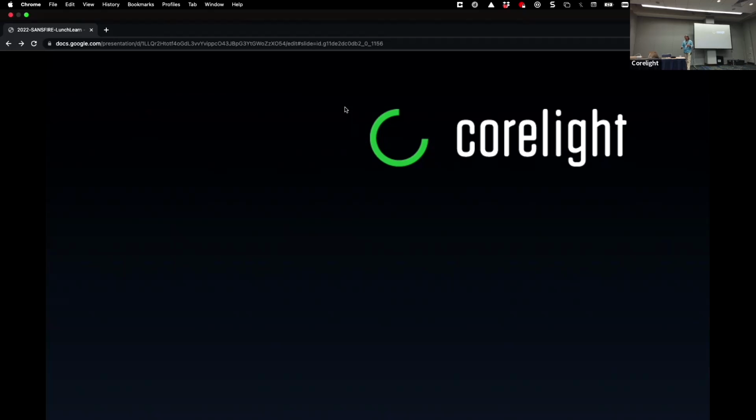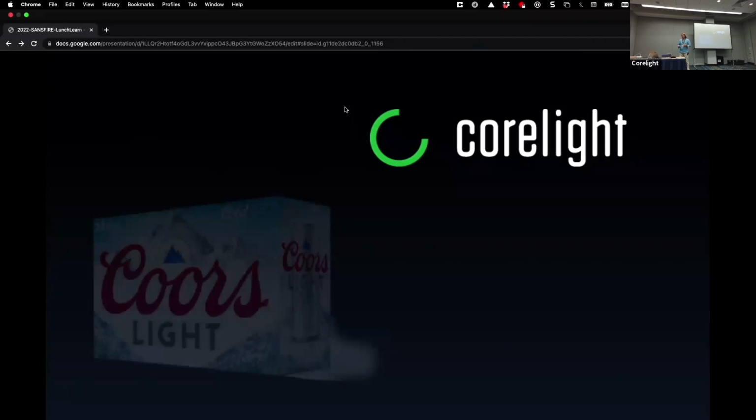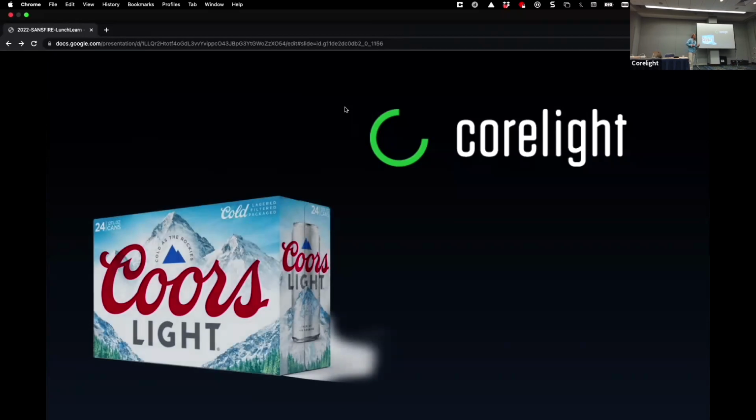I will tell you what Corelight is and what it isn't. It is not an adult beverage. I've possibly been signed in once or twice when I go somewhere, thinking I'm with Coors Light. I'm like, no, that's a beer, but thank you very much for the brand recognition.